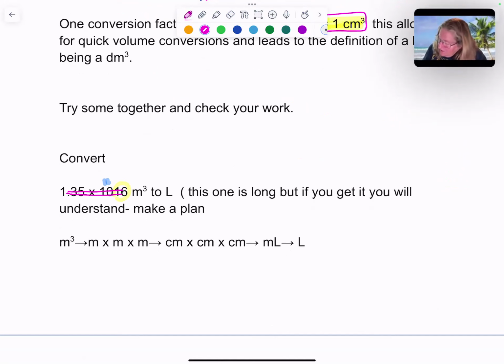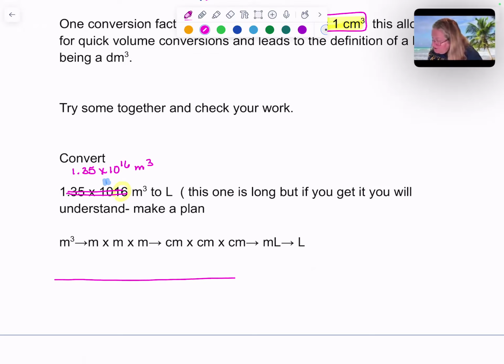Let's rewrite this number so it looks a little better. 1.35 times 10 to the 16th meters cubed. Okay, and we want to turn this into liters. We make our plan. Meters cubed is a meter times a meter times a meter. That can take us to a centimeter times a centimeter times a centimeter. A cubic centimeter is a milliliter, which will take us to the liter. So our plan really does tell us what we need to do.